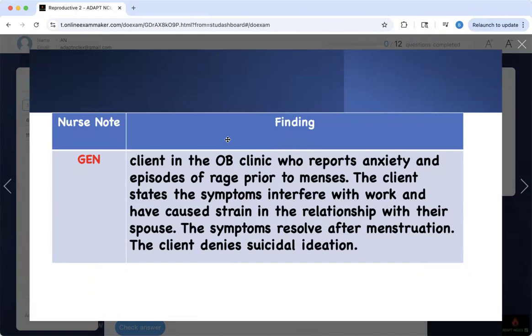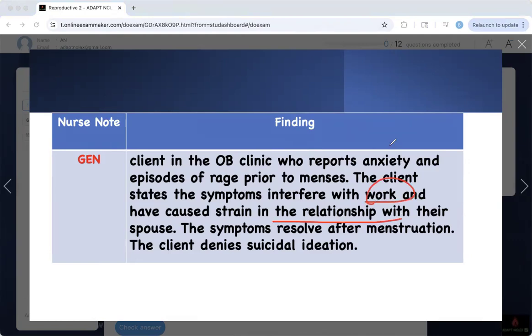The client states the symptoms interfere with work and have caused strain in the relationship with their spouse. This is the issue. Something will happen. What's that? Anxiety and rage. These are mood disorders before you have your menstruation, and then after that, it goes away. The symptoms resolve after menstruation. The client denies suicidal ideation, but there's another buzzword. It's affecting the individual's life. There is impairment in relationship and work.